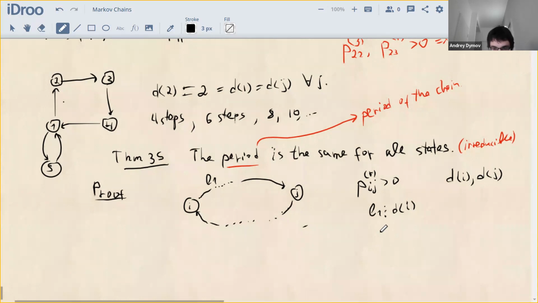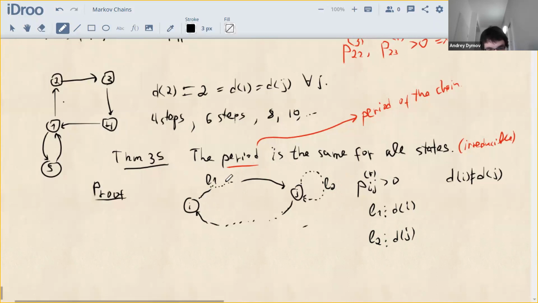Let us assume that the periods are different. If the periods are different, it means that there are different passages from I to J, right? Because if all the passages go by the same loop, then the period will be the same. So let us assume that the periods are different. Then there is another passage from J to J, and let us assume that its length equals L2. Then L2 is divisible by d of J, right? Divisible by d of J.